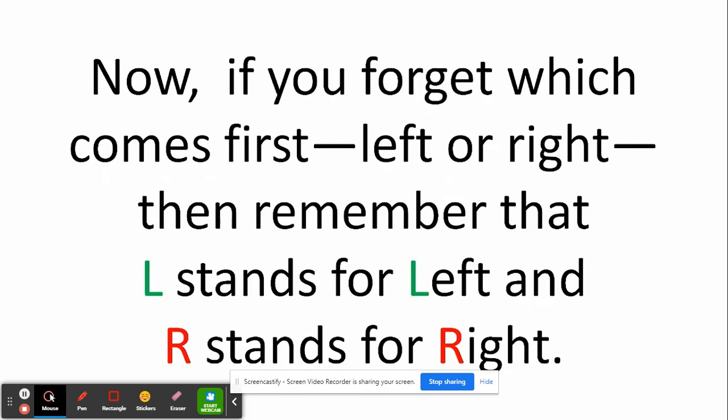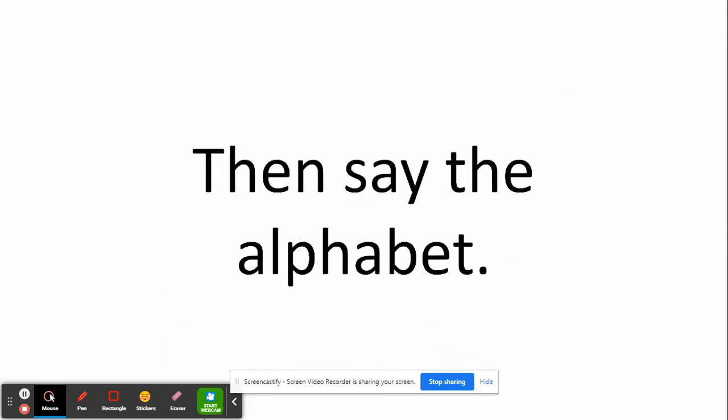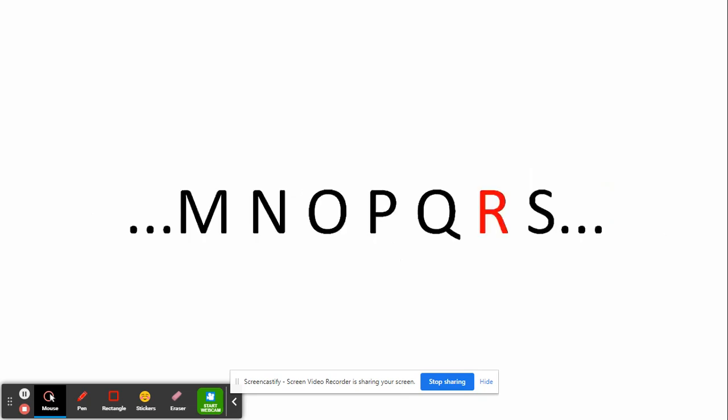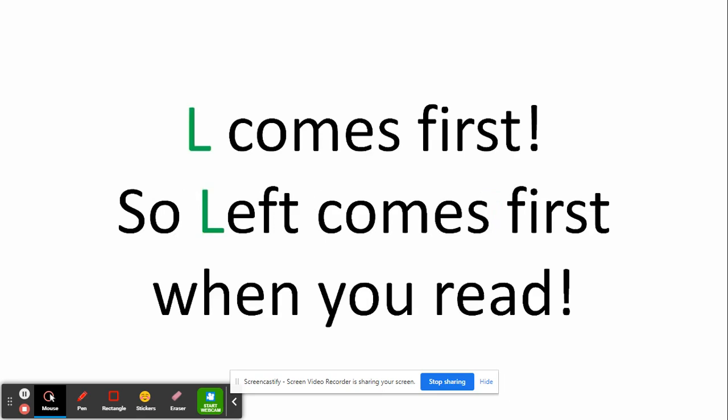Now, if you forget which comes first, left or right, then remember that L stands for left and R stands for right. Then say the alphabet. A, B, C, D, E, F, G, H, I, J, K, L, M, N, O, P, Q, R, S. L comes first, so left comes first when you read.